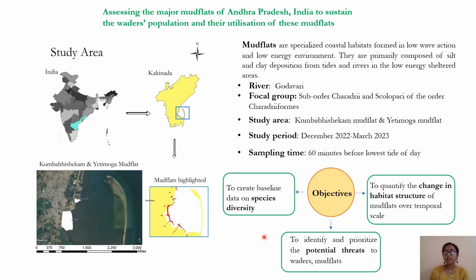Now, the three main objectives of the study. First is to create a baseline data on species diversity. Second is to look at how the mudflat habitat structure has changed over the time. And the third is to identify and prioritize the threats which are present to these mudflats.